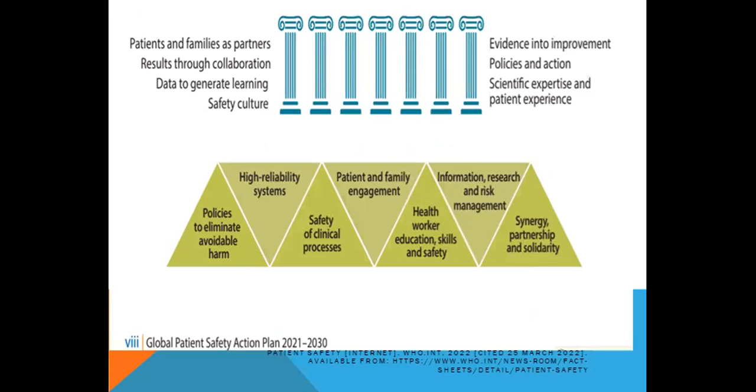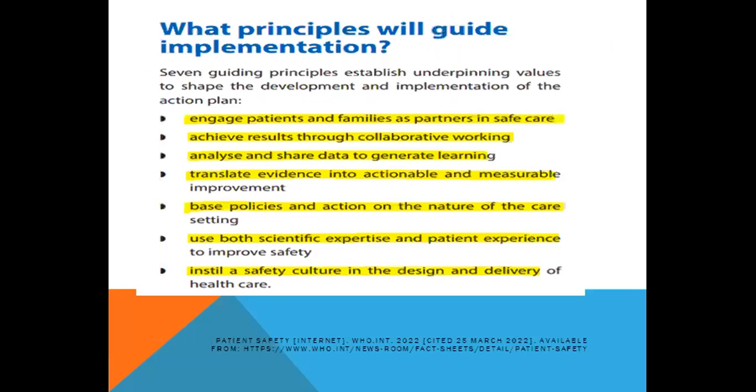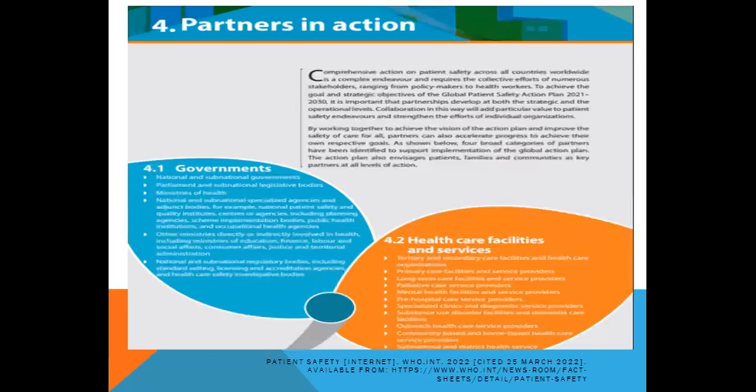Its various strategies include patients and families as partners, turning collaboration and evidence into improvement, policies, and action. It includes policies to eliminate avoidable harm, high reliability systems, safety of clinical processes, patient and family engagement, healthcare worker education, information, research and risk management, synergy, partnership, and solidarity. These principles will guide implementation, as I already described: engaging patients, collaborative work, analysis of data, translating evidence into actionable improvement, and policies that use both scientific expertise and patient expertise.